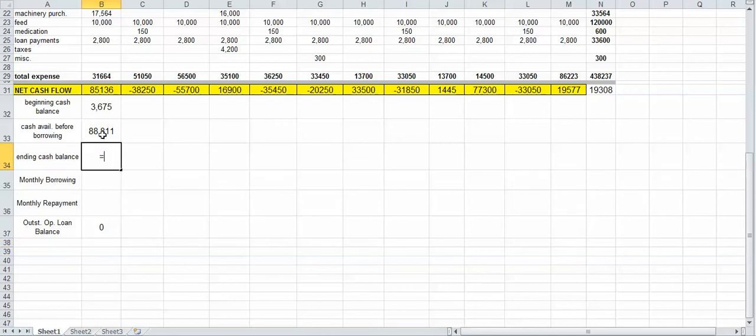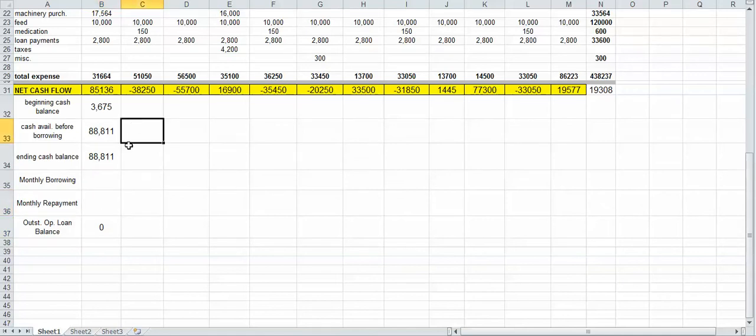Because we borrow no money or pay no money off, our ending cash balance is exactly what our cash available before borrowing is. Cash available before borrowing is exactly what it says. It's the money we have available to us before we borrow. Remember, for our examples here, for any of our worksheets, our goal is to have an ending cash balance for every time period of $1,000. Well, we're way over that. We have $88,000, so we're not going to borrow anymore. We have no outstanding operating loan, so we're not going to make a monthly repayment.